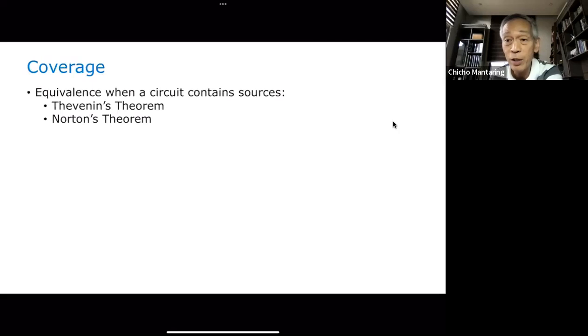So if you have a voltage source in series with a resistance, you can convert that to a current source in parallel with a resistance. Today we're going to take up a different tool that you can use on circuits with sources. So we're going to take up Thevenin's theorem, and we're also going to take up Norton's theorem.